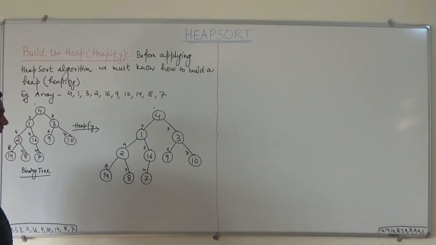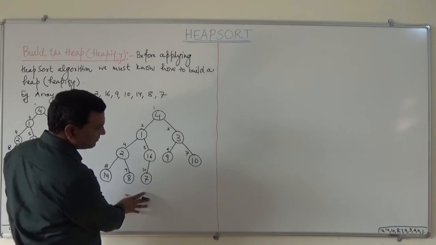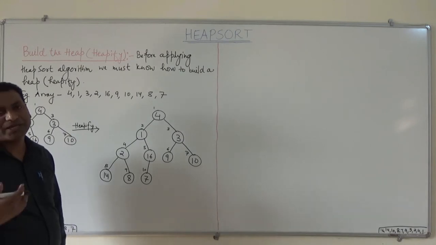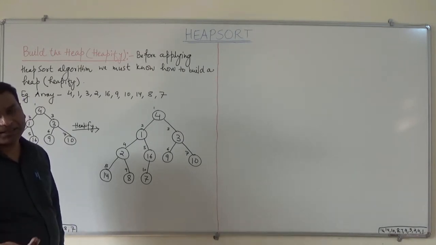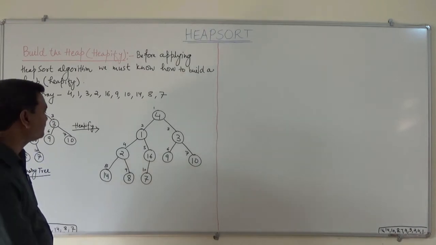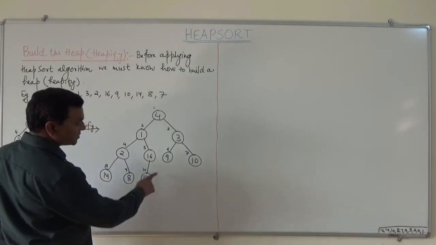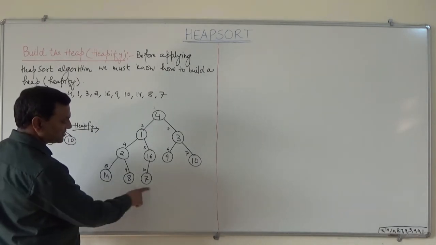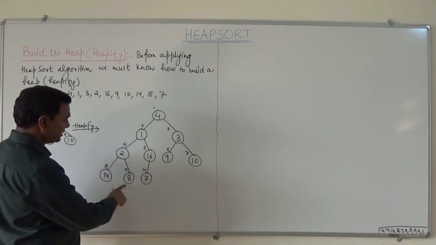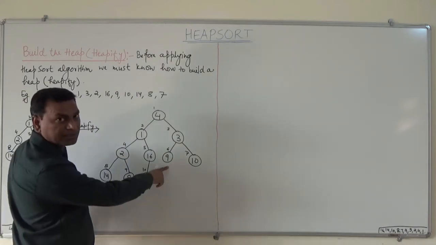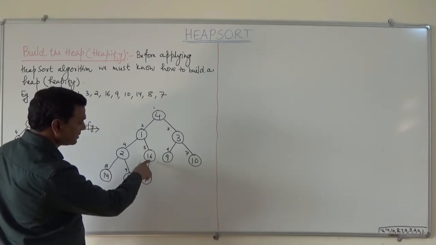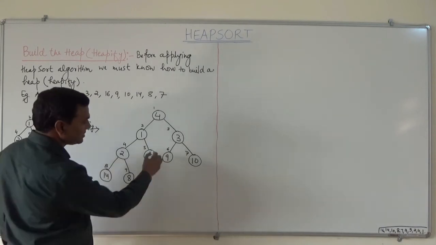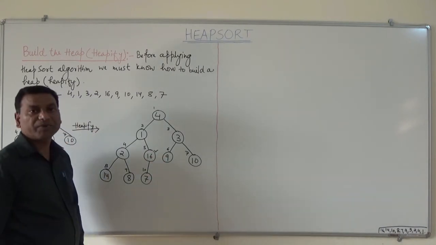Now what we will do? Now we will make it a maxheap. We have already seen the property of the maxheap, that in a maxheap every parent should be greater than or equal to its children. So the first parent is this 16. We are not taking the leaf nodes because they do not have children, like 7, 8, 14, 10, 9. These are the leaf nodes. So this is the first parent, 16. 16 is greater than 7, so it is okay. No need to make any change.